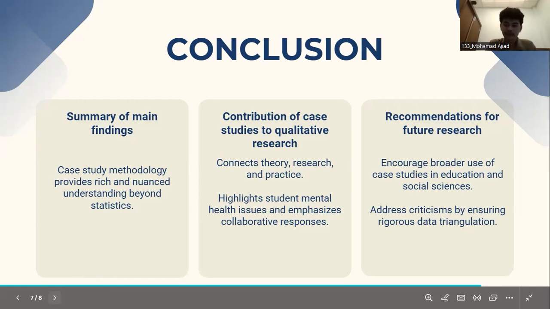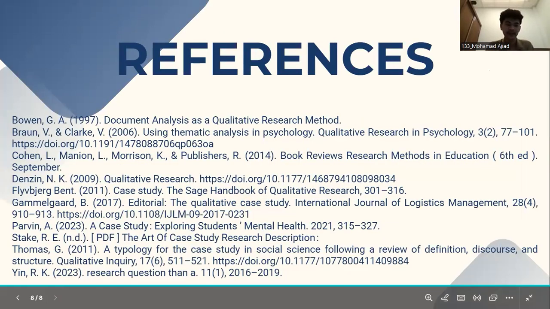So, through this report, we have reviewed the meaning, significance, and practical application of case study methodology. We see that it offers flexibility, contextual understanding, and valuable implications for research. So, finally, we hope this study can help us and other researchers better understand how to use case study methodology effectively in qualitative research. Okay, these are our references.